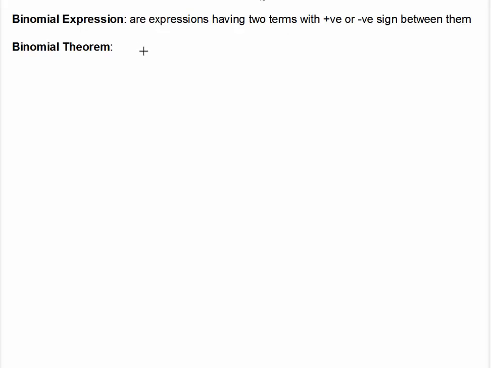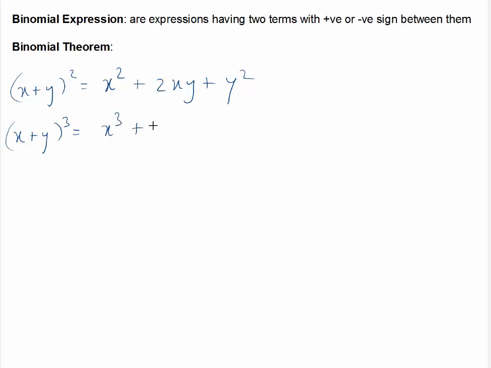So let's understand this. (x + y)² we know is equal to x² + 2xy + y². Similarly, we know (x + y)³ is equal to x³ + 3x²y + 3xy² + y³.